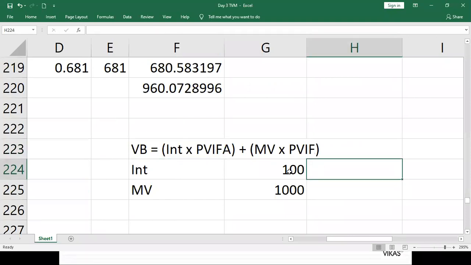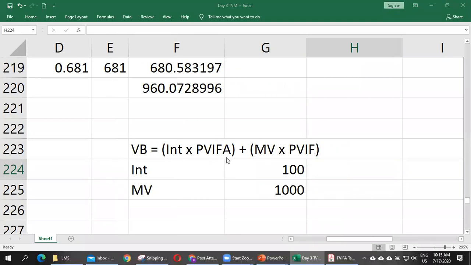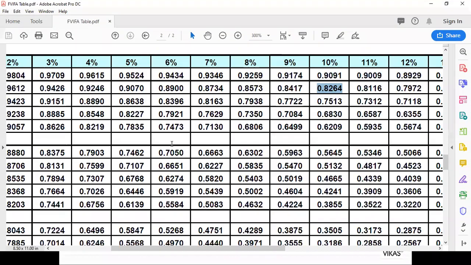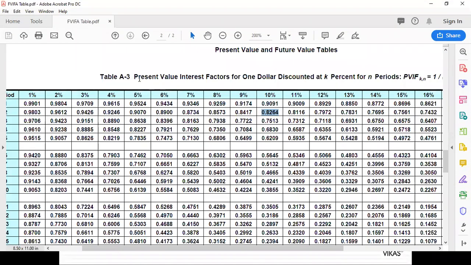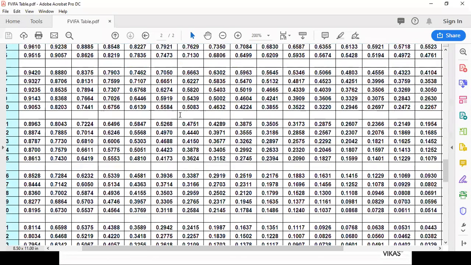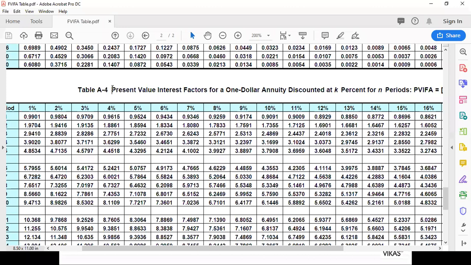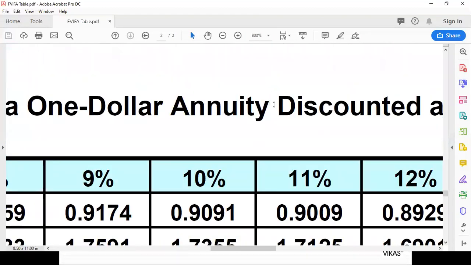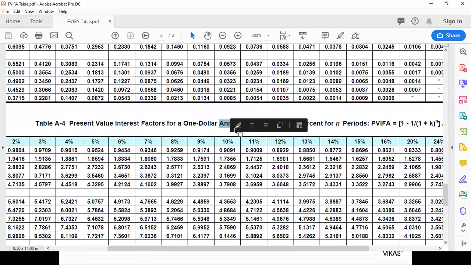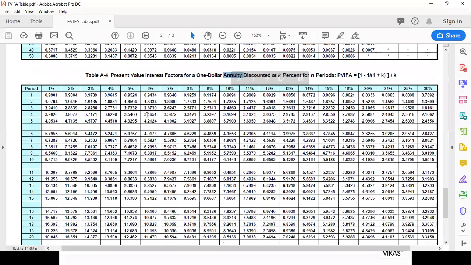We have to apply PVIFA here. So how do we calculate PVIFA? There are two methods. Either we apply a formula or we can use the table. This table is about present value interest factor, but we have to apply present value interest factor annuity.